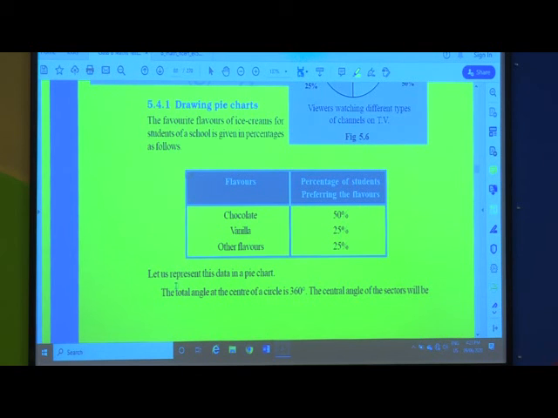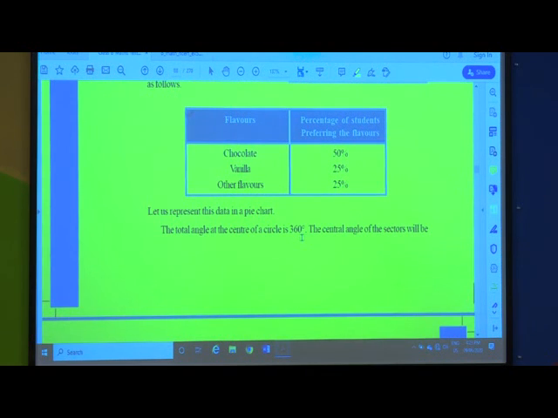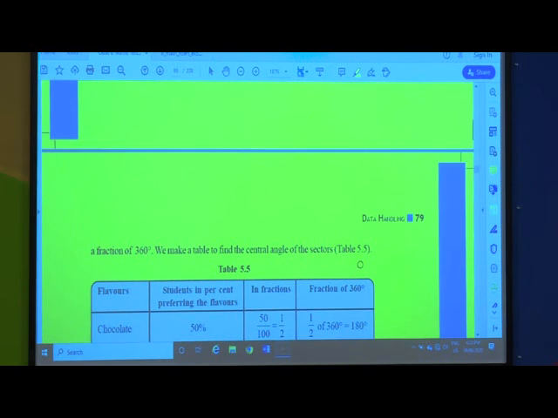We have to study how to represent the data in a pie chart. Here the data is given in percentage, we have to represent it in a pie chart. Now students, it is a circle. A circle's total angle is 360 degrees. The central angle of the sectors will be a fraction of 360 degrees. We make a table to find the central angle of the sectors.